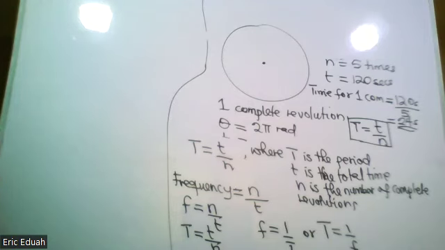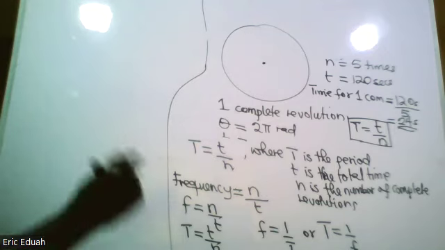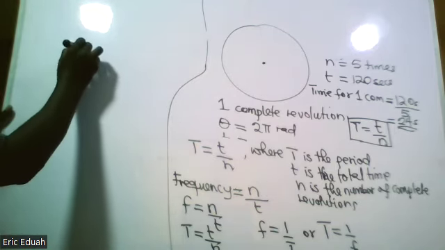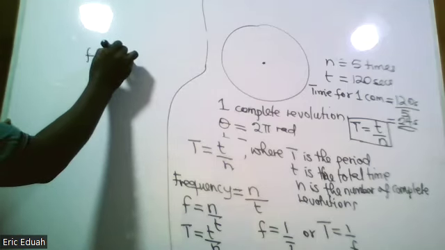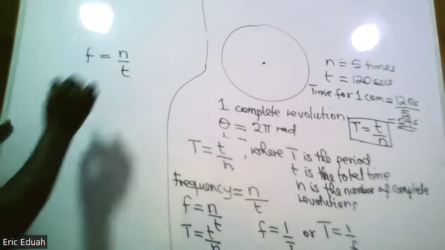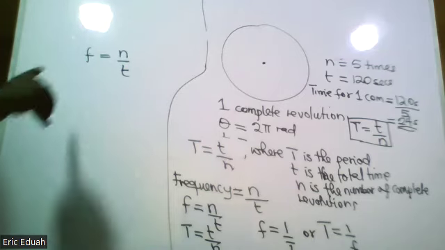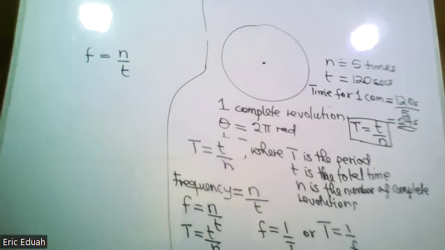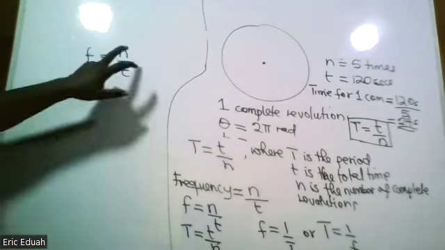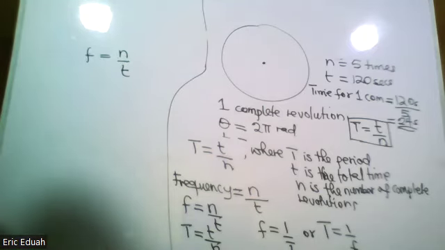Is that okay? So look at something. We are saying that F is equal to N over T. What then do you think is the SI unit, the derived unit, of frequency? What's the derived unit? What unit can we derive from here? Herbert. Seconds.